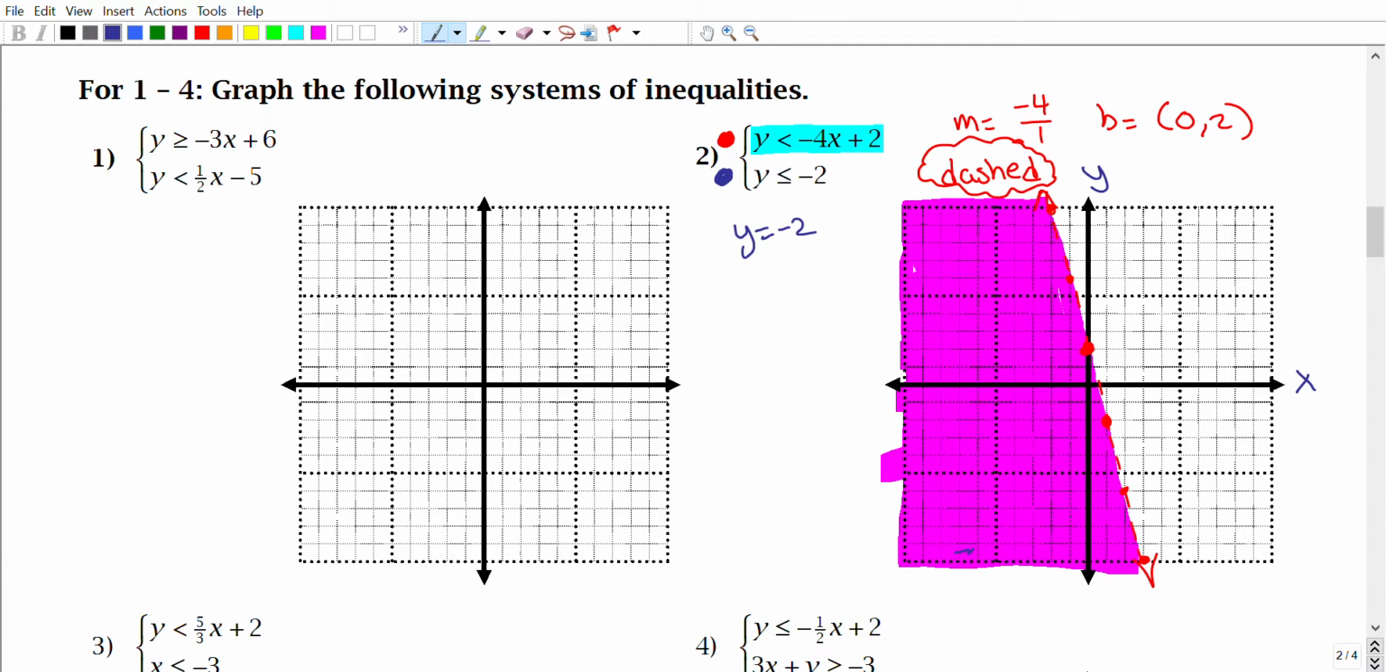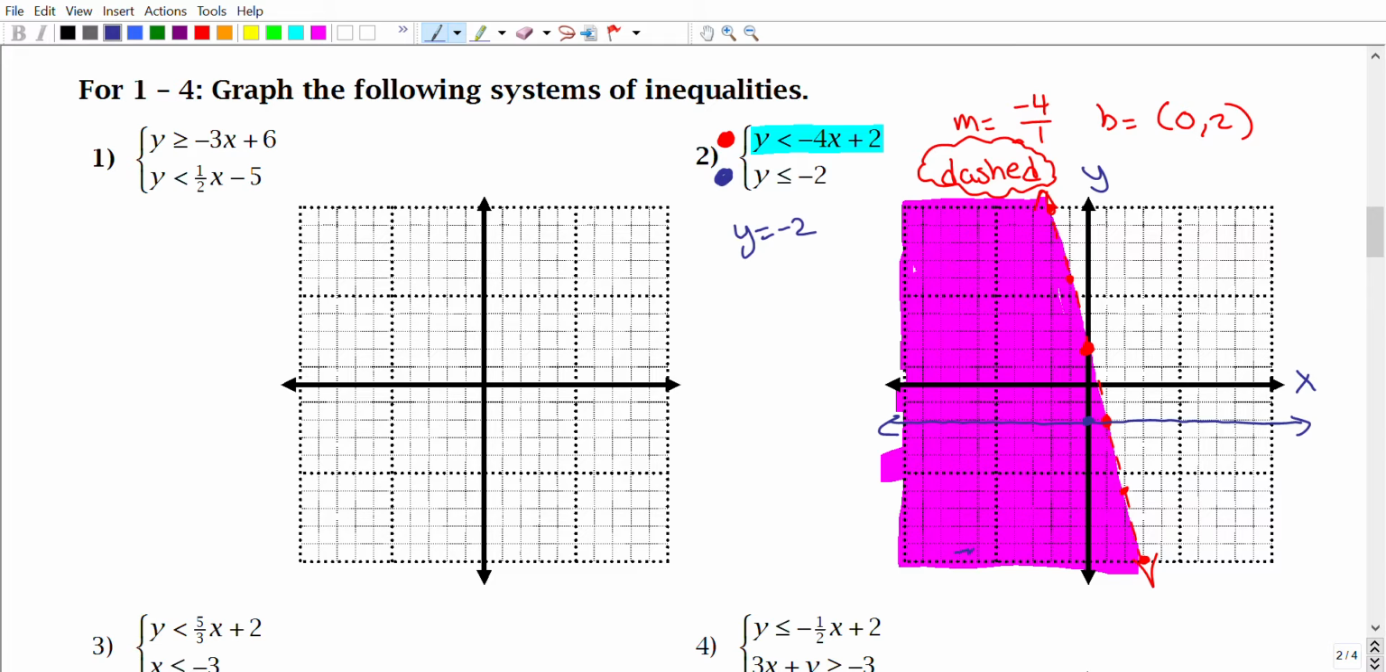So it's going to be a horizontal line, and it's going to cross right here at -2. Now, the symbol that we have here is a less than or equal to. Because it's an equal to, then it definitely is going to be a solid line. So that is my solid blue line. Now, according to that solid blue line, which way do I have to shade? Well, it's y is less than or equal to -2.